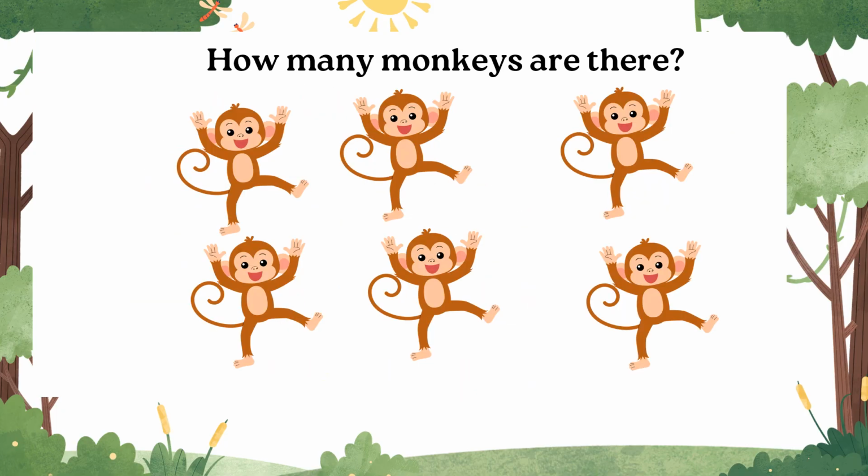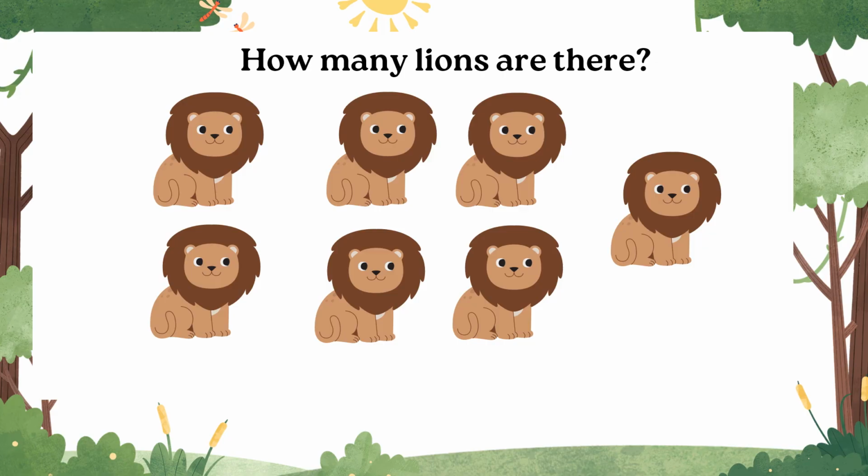How many monkeys are there? Let's count. 1, 2, 3, 4, 5, 6. There are 6 monkeys. How many lions are there? Let's count. 1, 2, 3, 4, 5, 6, 7. There are 7 lions.